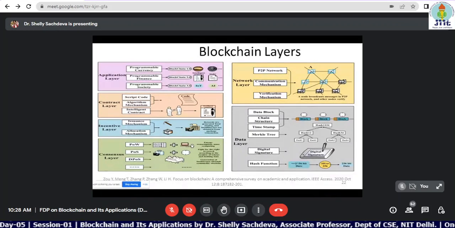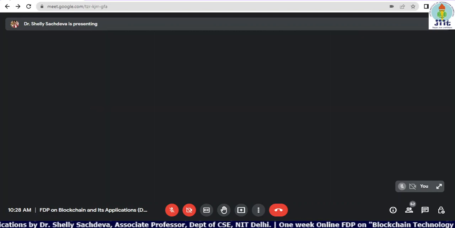What you have learned in the previous days is all these layers, and today what we are learning is the application layer. We are talking about a programmable currency, something called programmable finance, and something called a programmable society.